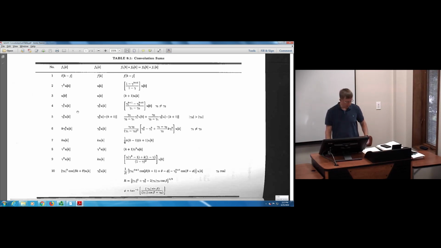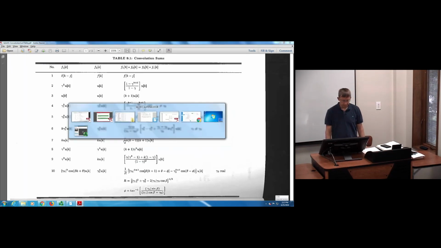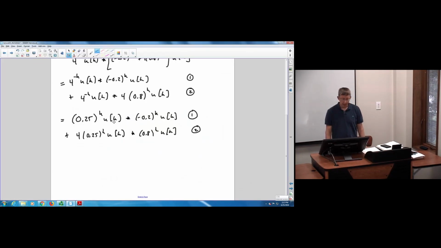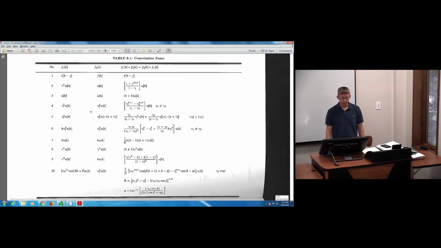What we have in our case is gamma to the k, u of k, convolved with some other gamma to the k, u of k. The case that we're in is this one right here, case 4. So if we're convolving a signal of this form with a signal of this form, here is the result of that convolution. You just write it down.